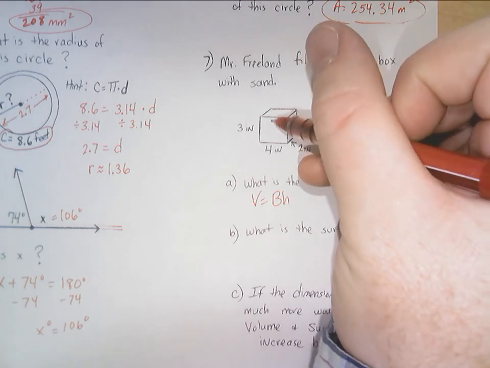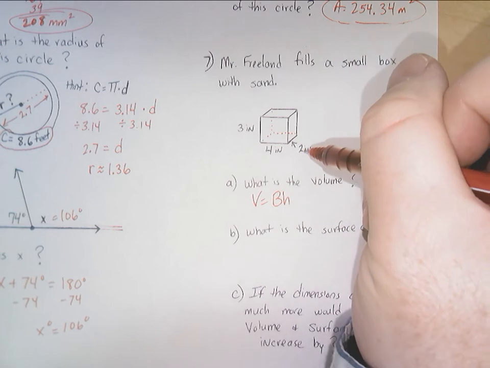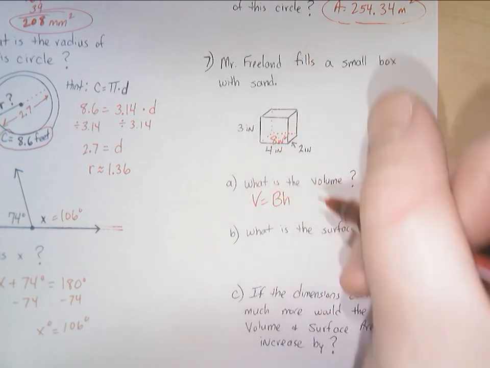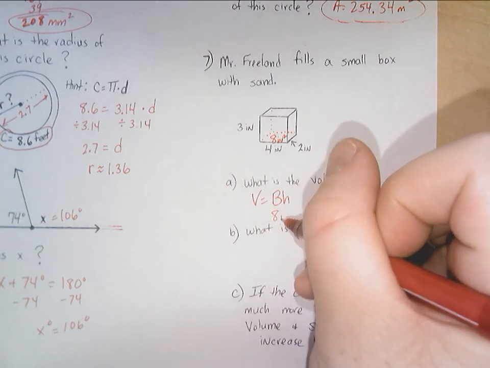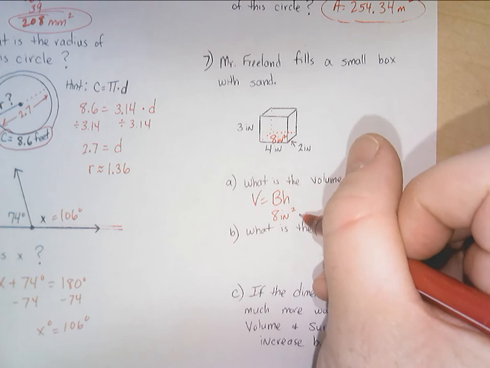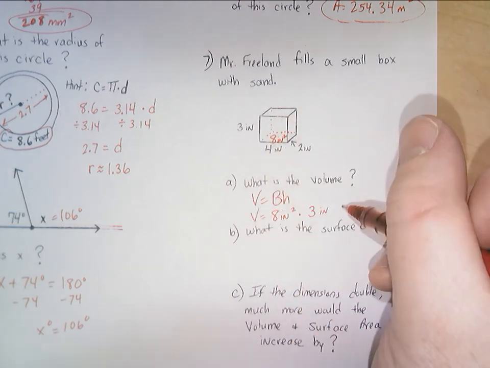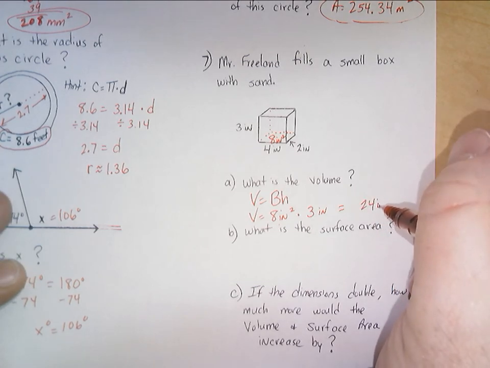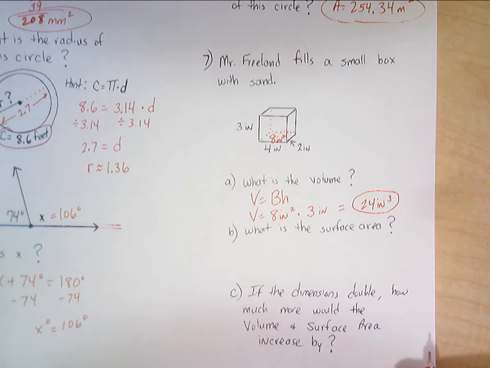If the area of the base is 8 inches squared, right? 4 times 2 is 8 inches squared. Multiply the area of the base times the height. Then we get our total volume, which is going to be 24 inches cubed. Okay, 24 inches cubed.